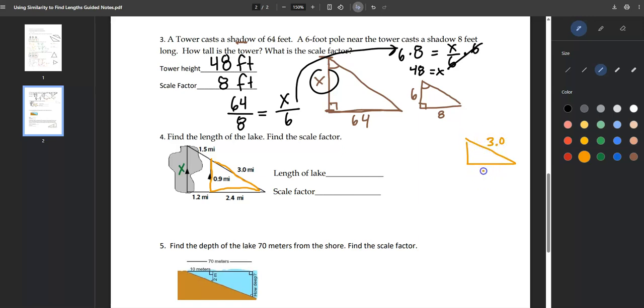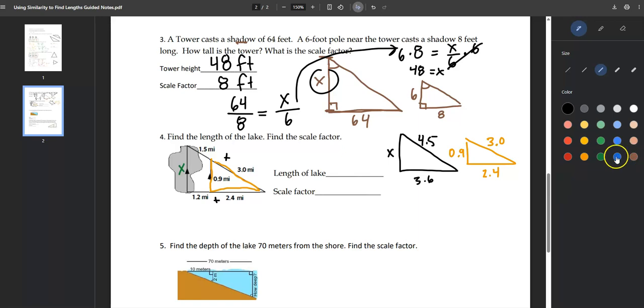3.0, 2.4, and then 0.9. And then if I draw the full one is my x here, and then I'm going to have to combine these sides. So this would be those two added together, which would give me 3.6, and these two added together, which would give me 4.5. And then I can start from there.